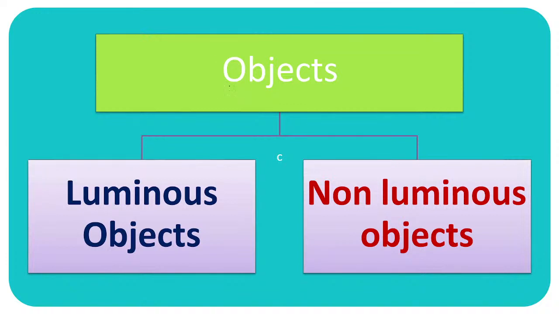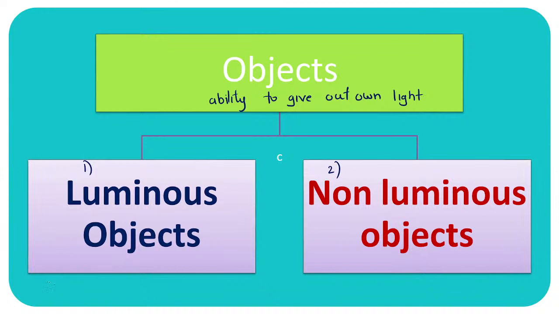There are various objects that you see in your surroundings. Whether they have the ability or property to give out their own light, we can group them into two main categories. One is luminous, the other one is non-luminous. What do you mean by luminous object? Objects that give out their own light.